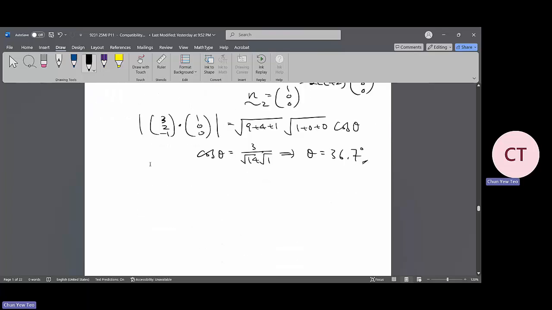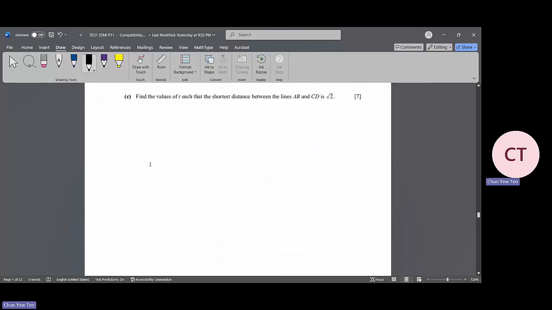Okay, now we move on to question 6C. Find the values of d such that the shortest distance between the line AB and CD is 2. They mentioned values of d, so that means we have more than one value of d. And they use the shortest distance between the two lines, so we need to know the formula of shortest distance between two lines. First of all, we need to have AB.